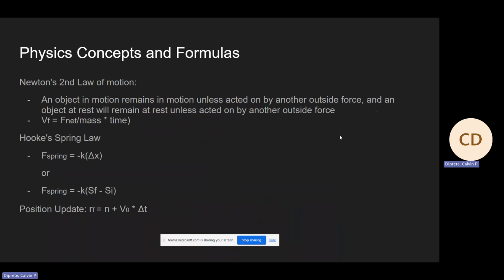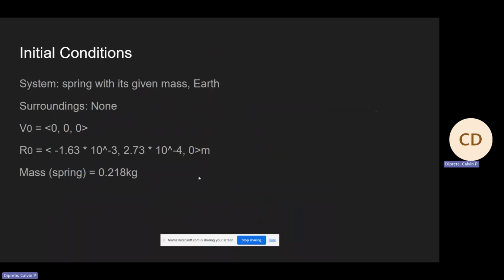There are some physics concepts and formulas throughout this lab. Newton's second law of motion is at play, which states an object in motion remains in motion unless acted on by another outside force, and an object at rest remains at rest unless acted on by another outside force. An equation we used was velocity final equals F net divided by mass times time. Another concept at play was Hooke's spring law, and these are the equations for it here. And for the position update, another equation we used was the position update, and you can see that here.